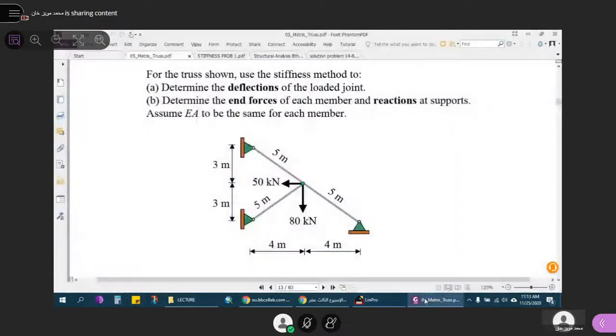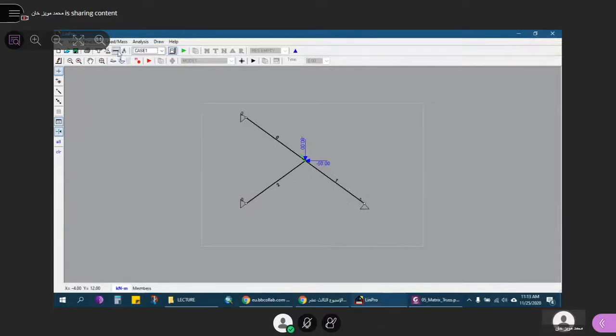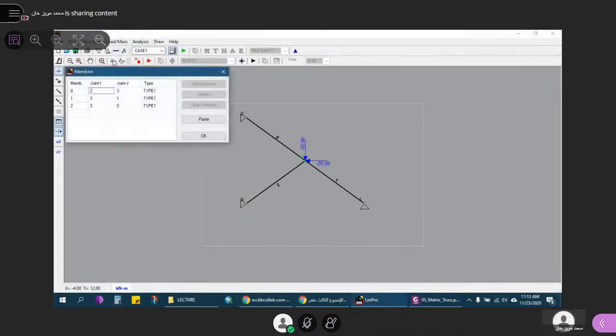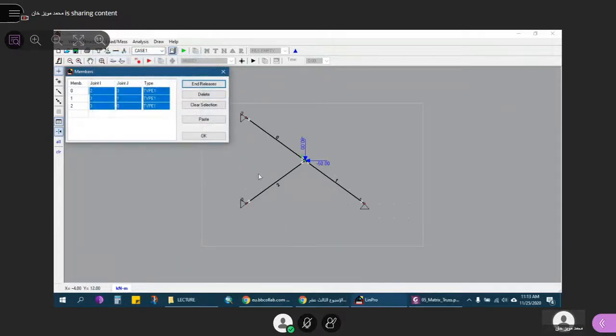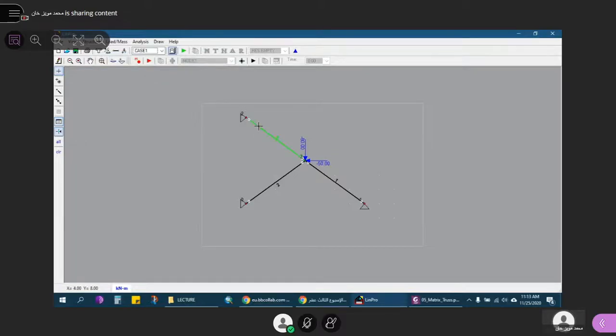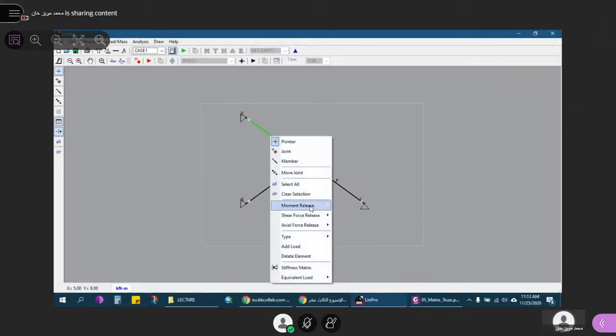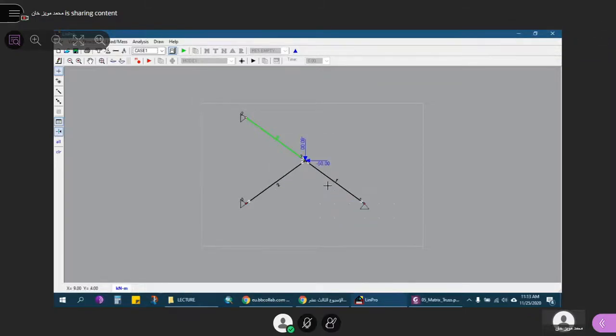All right. So now we need to make this into a truss. As I told you, we need to go over here, members, select all the members and end release with joint I, joint J. Okay. Now next, we need to remove these red dots. How can you do it? By unchecking one of the moment releases of each member. So uncheck the moment at joint 2.